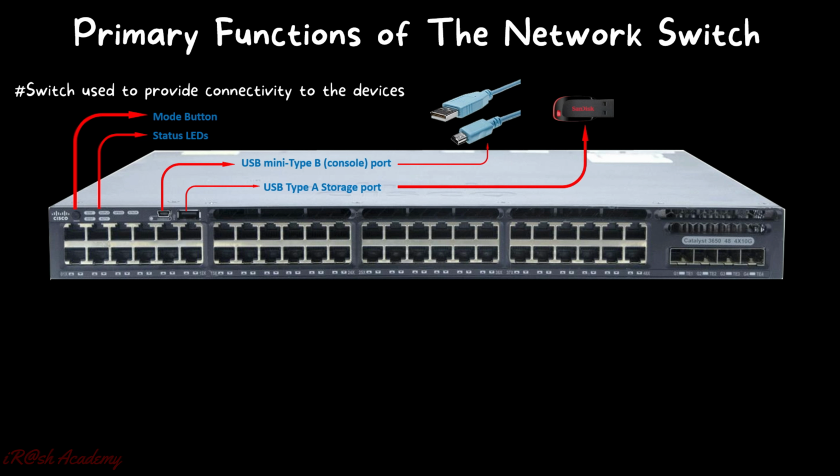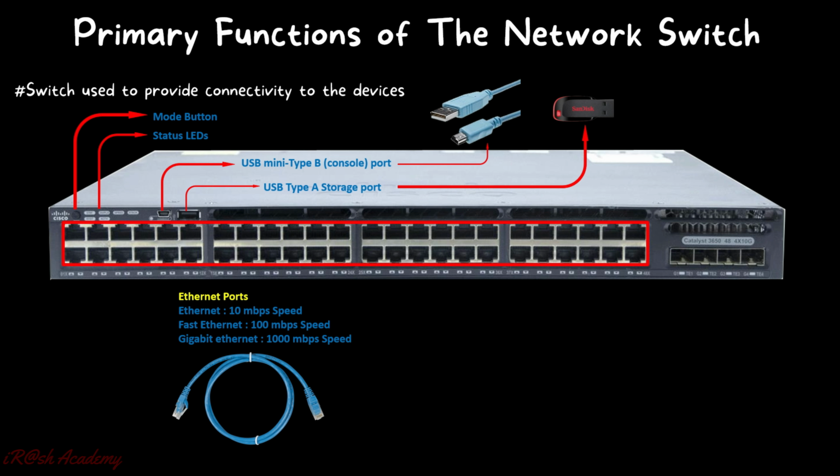Then we have the USB Type A storage port. This is a USB port. We can connect any USB storage devices to this interface. This interface helps to copy something from the switch to USB storage and vice versa. We can use this interface to copy any file from a USB storage into the network switch.